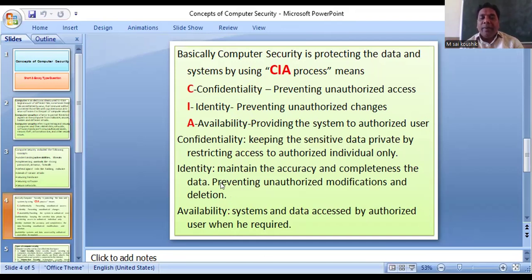And identity: maintain the accuracy and completeness of the data. Accuracy, identify what is good. If you are always provided a good website, there is no problem. With a bad website, you face problems. That kind of caution is given by the identity. That is what I am writing here. As per my knowledge, I have to maintain the accuracy and completeness of the data, preventing unauthorized modifications and deletions.